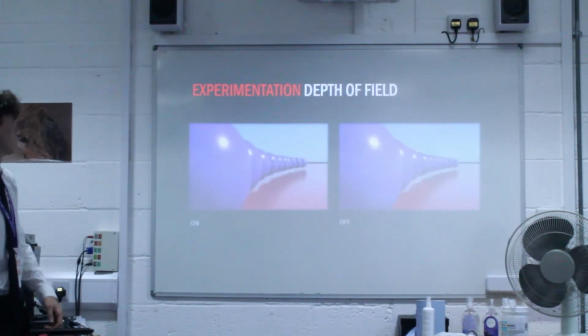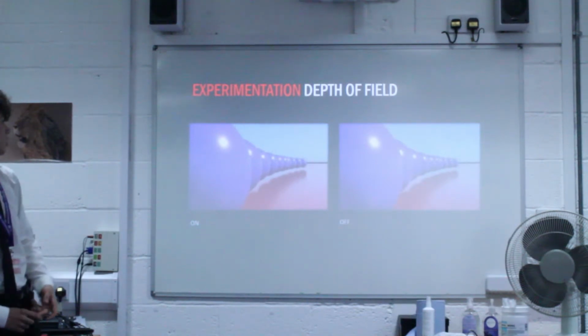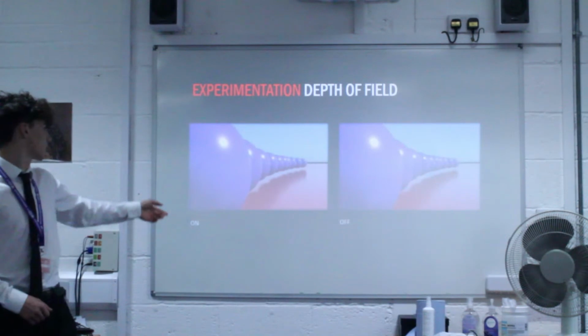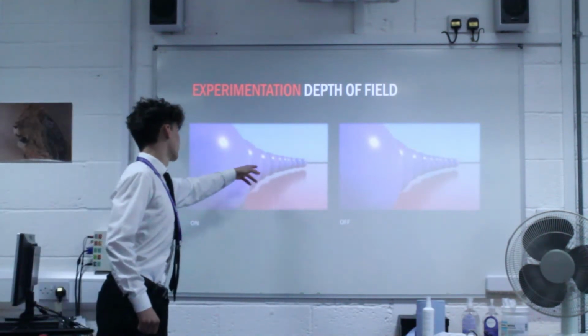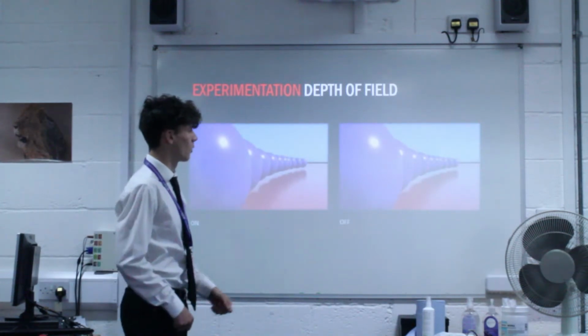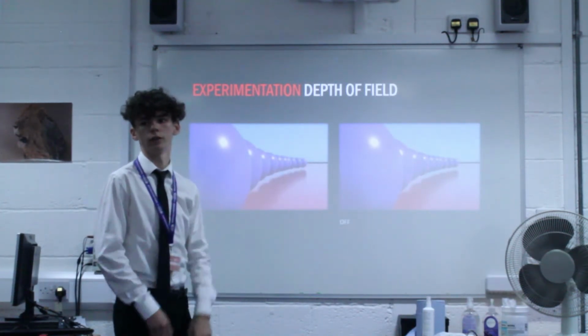Here, it's kind of hard to see, but I researched depth of field. Depth of field creates more focus on an object. In this one, you can see the background is blurry and it's giving more attention to this object over here. Whereas with it off, everything's all in focus.